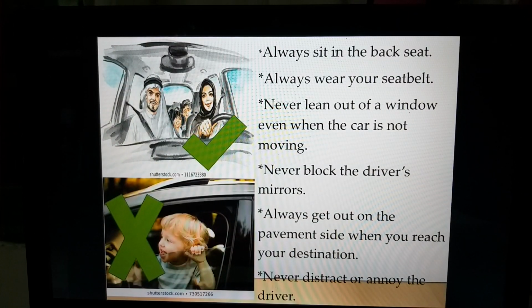We have always sit in the back seat, always wear your seat belt, never lean out of a window even when the car is not moving, never block the driver's mirror, always get out on the pavement side when you reach your destination, and last, never distract or annoy the driver.